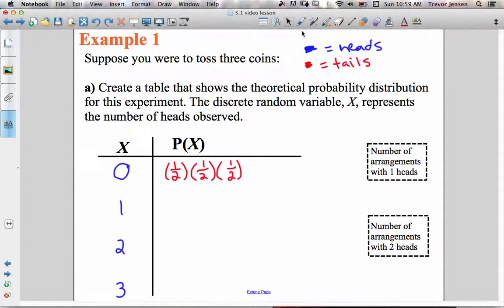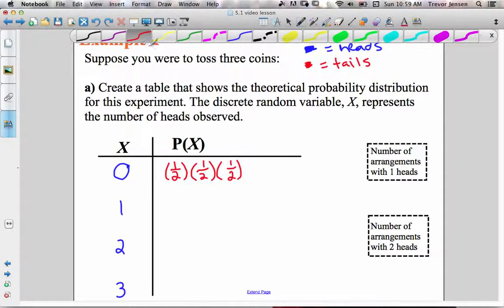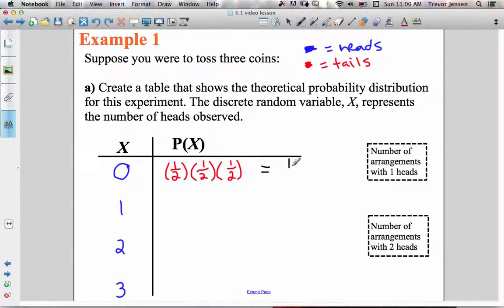Okay, so the probability that I have 0 heads when I flip 3 coins, that would mean I would have to get tails, and then tails, and then tails. So do the probability of tails times probability of tails times probability of tails. And that would give you 1 over 2 times 1 over 2 times 1 over 2. That'll give you 1 over 8.